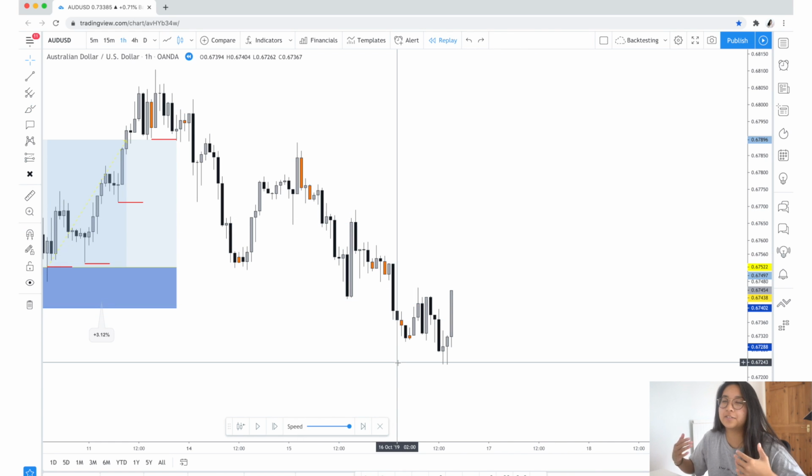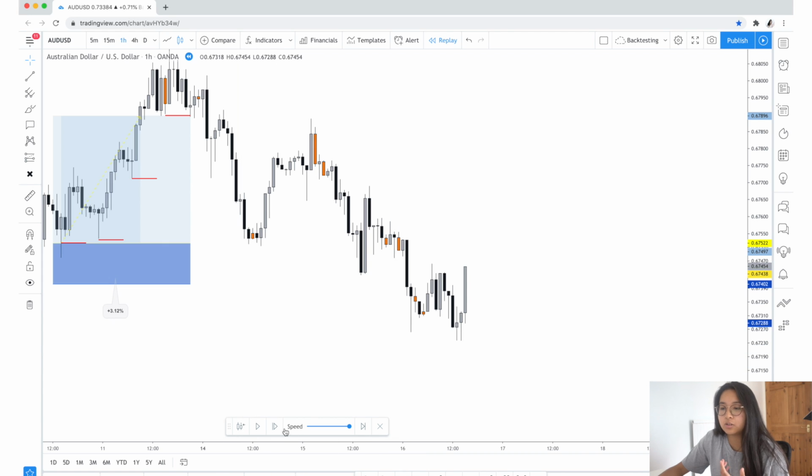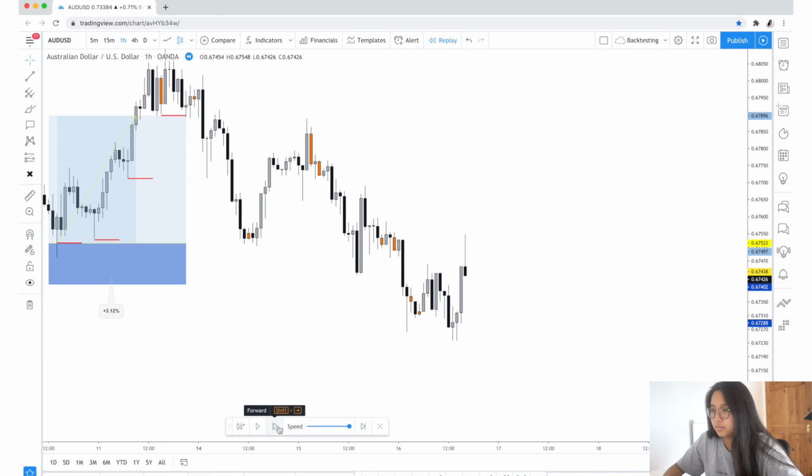Honestly, for me, I'm going to say it's as simple as that, but I understand that if you haven't really backtested your plan and you don't have that confidence in it, then you're going to struggle, and this is why backtesting is so powerful. But let's continue.